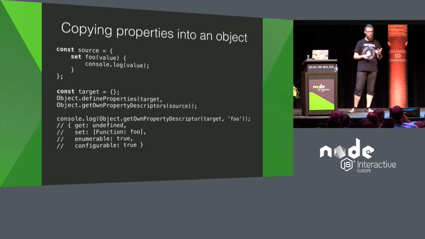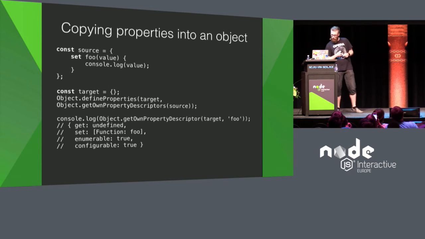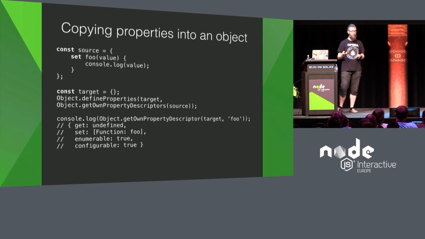So if you use a combination of defineProperties and getOwnPropertyDescriptors, it will actually, what am I looking at? Sorry. So if you use Object.defineProperties and you use your target and then add all the property descriptors, it will be copied to the target object, which is very useful if you want to merge the objects together.